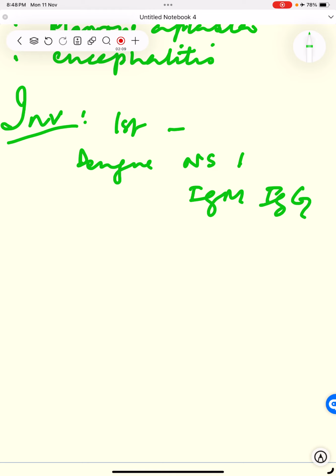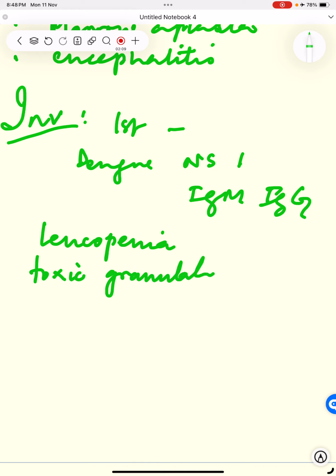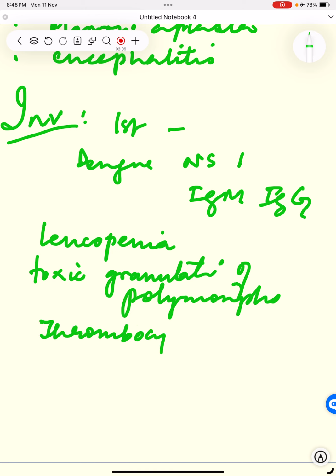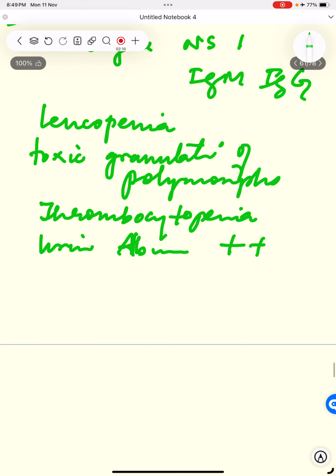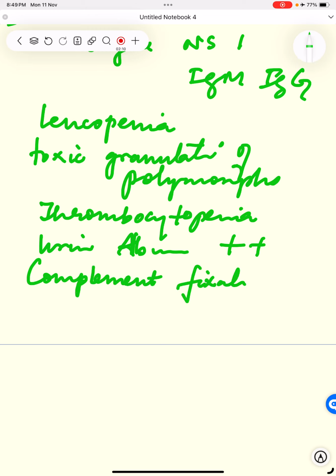Now, when we go for the complete count, we will notice leukopenia, we will notice toxic granulation of polymorphs, we will notice, of course, thrombocytopenia. Patient can also have albumin present in the urine. They can have a positive complement fixation test and ELISA positive.